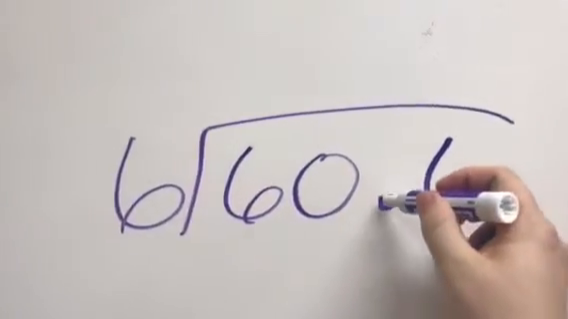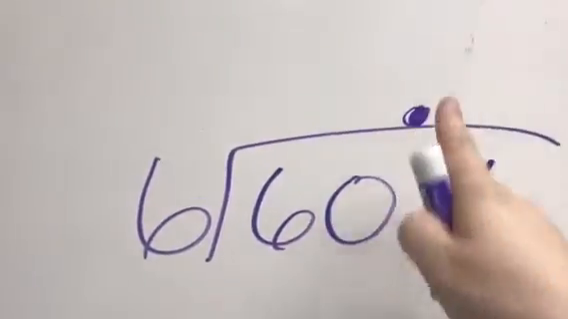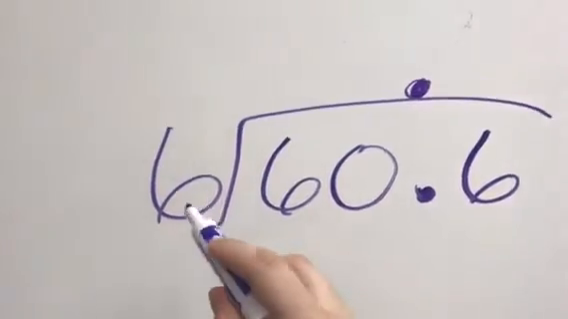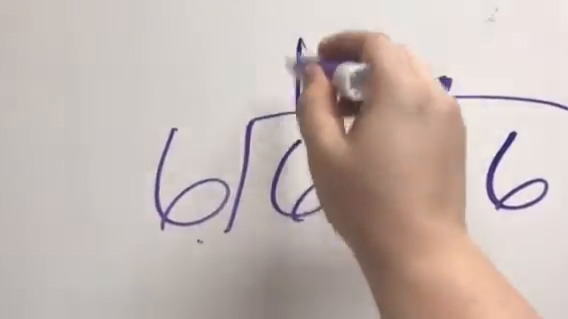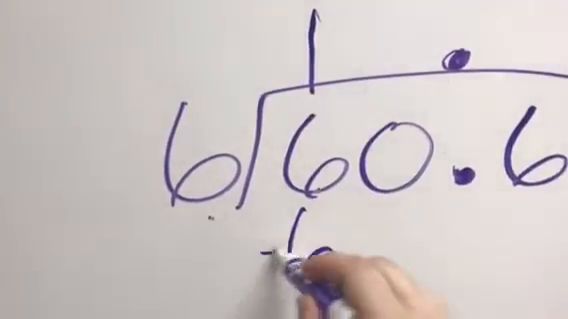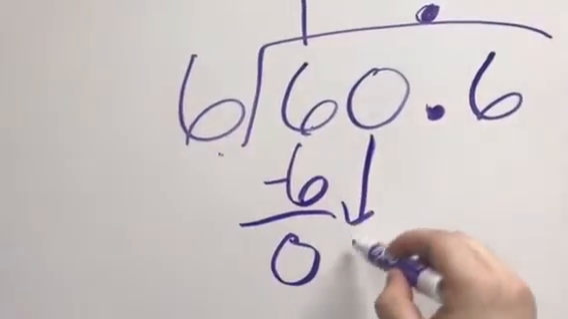Okay, now I am dividing with the decimal place. So I'm going to take my little decimal place and I'm going to put it right above it. It's important that I line it up and keep it the same. And I'm going to divide it just like I would a regular number. So 6 goes into 6 one time. 1 times 6 is 6. I'm going to subtract, that's 0. Bring down the next place.